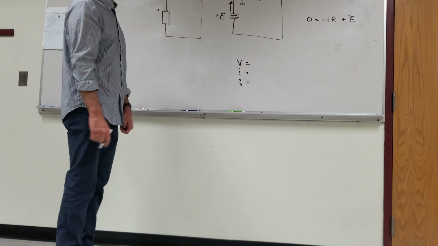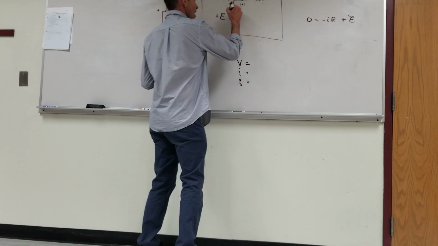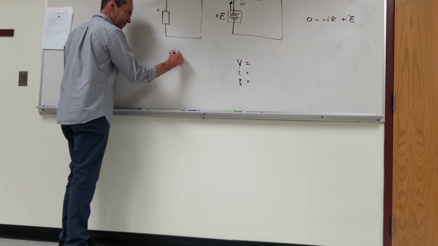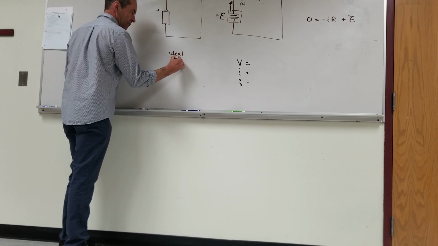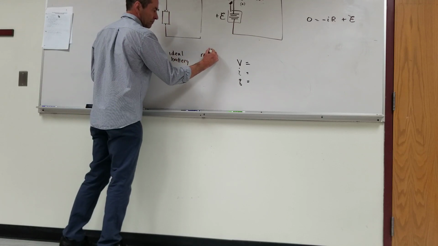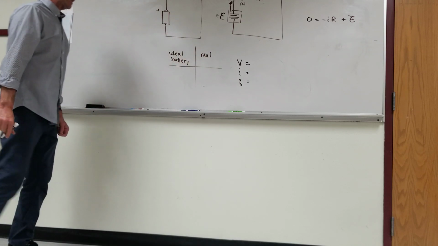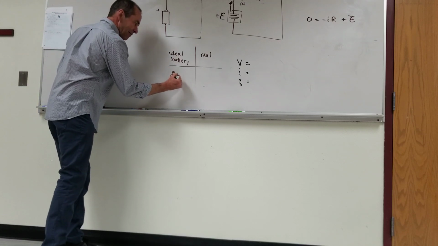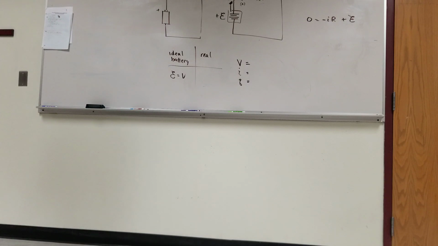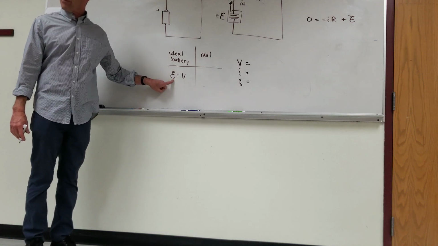And actually, maybe here's a good time to mention that we have two kinds of batteries. We have an ideal battery and a real battery. And in an ideal battery, the EMF is equal to the voltage of the battery. You buy a 1.5 volt battery, you get 1.5 volts of oomph.